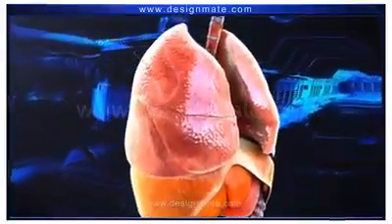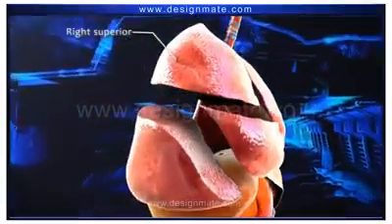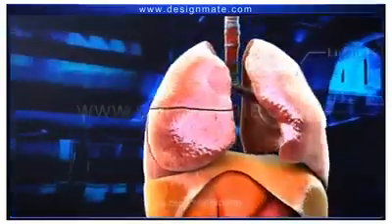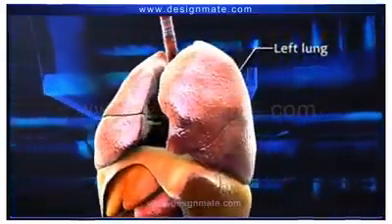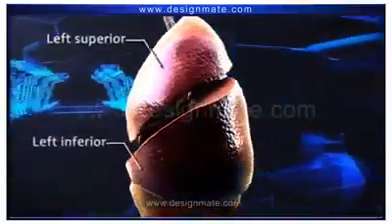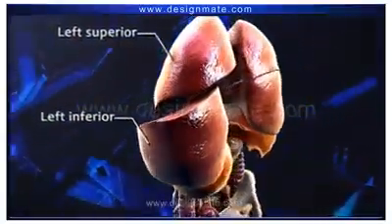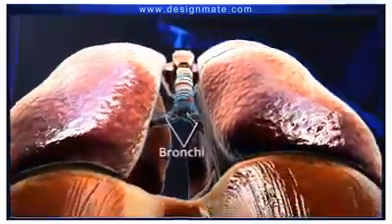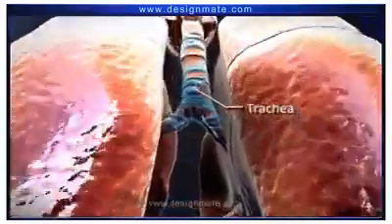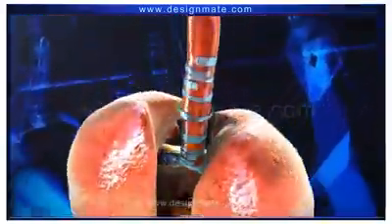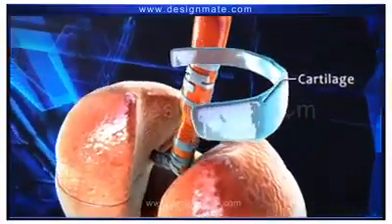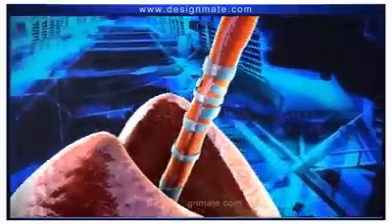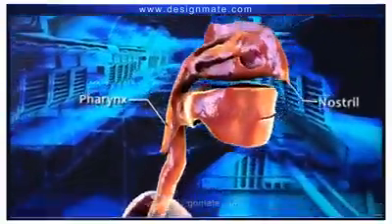The right lung is divided into 3 lobes: the right superior, right middle, and the right inferior lobe. The left lung is smaller and has only 2 lobes, the left superior and the left inferior lobe. Both lungs are associated externally with small tubular bronchi, which unite and extend into the trachea. The trachea has incomplete C-shaped rings of cartilage, which prevent the tracheal wall from collapsing. The trachea leads into the pharynx, which is connected to the nostrils.